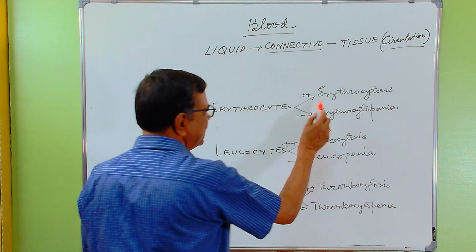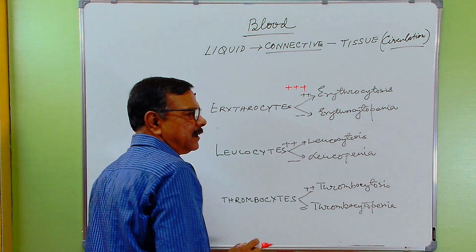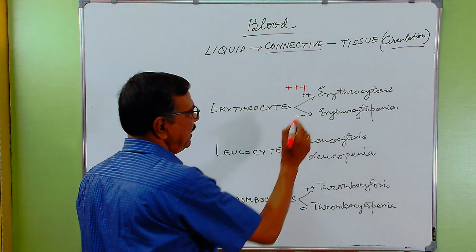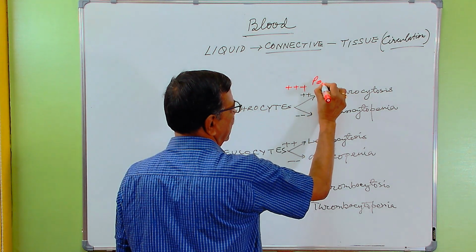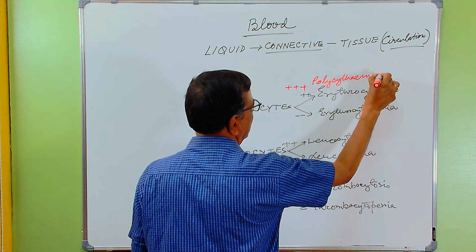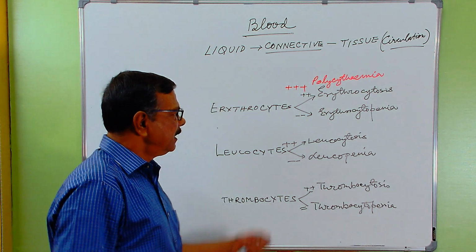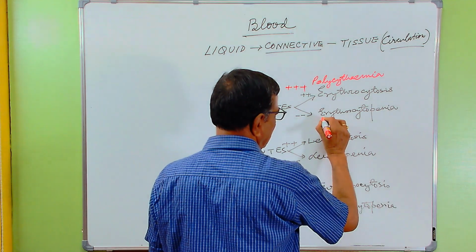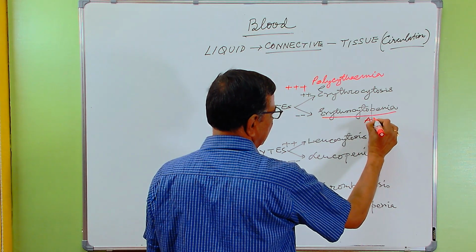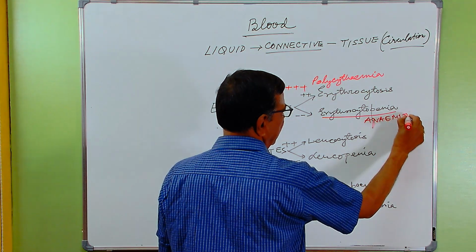If this increases, this is 2, this is 3. This is known as polycythemia. P-O-L-Y, poly, C-Y-T-H-A-E-M-I-A, polycythemia. A disease known as polycythemia vera. This erythropenia, that is less RBC, is otherwise called anemia. A-N-A-E-M-I-A, anemia.